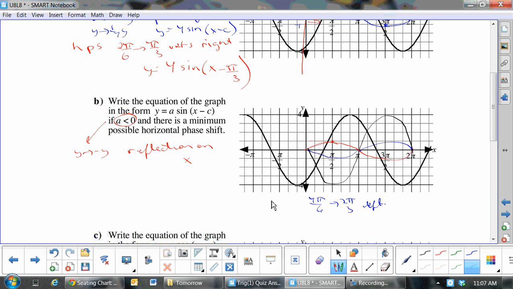Okay, so what would be my final equation? No, this is good. I like this. We'll move it after. Okay, so you can give me the final.